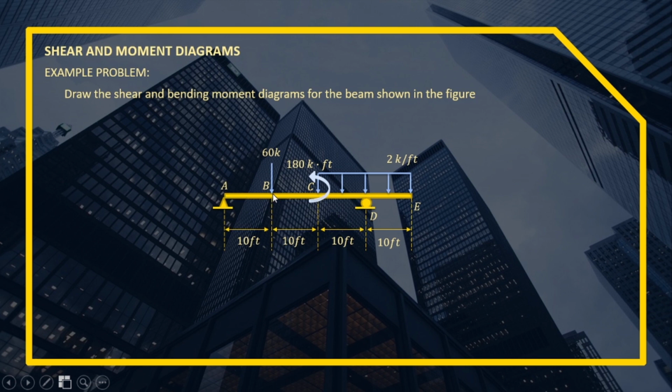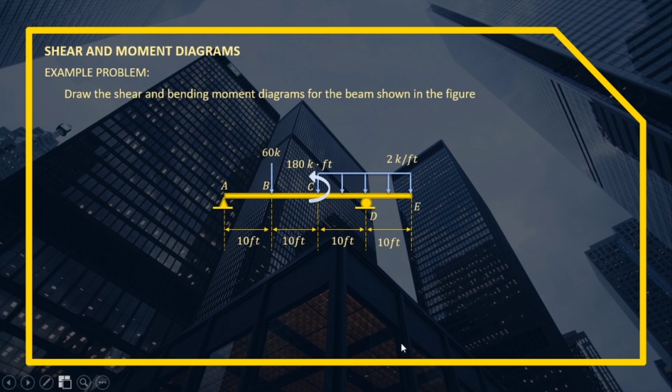And every length of the segment is 10 feet. Overall, yung A to E na length of the beam is 40 feet. And meron tayong concentrated load about point B na 60 kips or 60 kilopounds. Counterclockwise moment about point C na 180 kip-feet. And meron tayong distributed load din na 2 kips per feet na magsimula siya from point C hanggang point E.